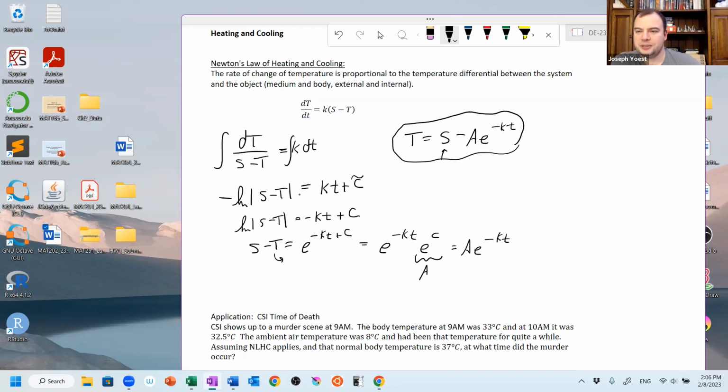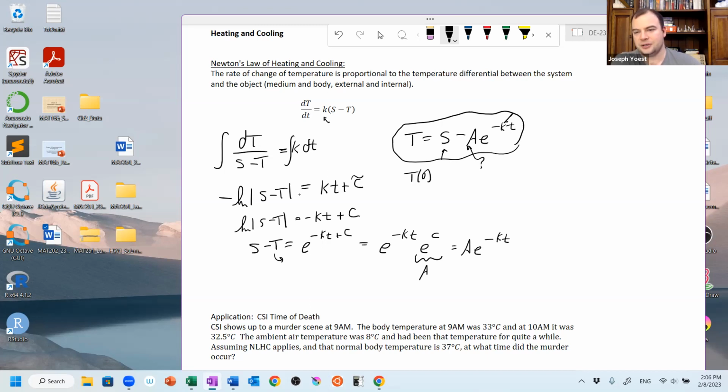S is the system temperature. K is this constant of proportionality that will depend on things like, oh, what is it called? I can't think of the word now. The temperature coefficient, like the specific heat or something like that, it'll depend on these kinds of things. A is just kind of an arbitrary constant that doesn't really tie into the physical system very well. So let's try to get something a little more meaningful for that.